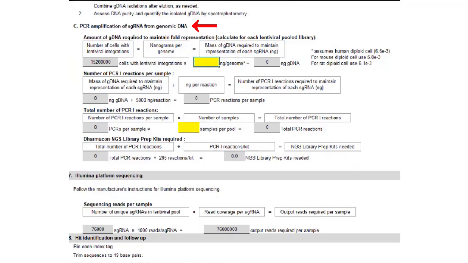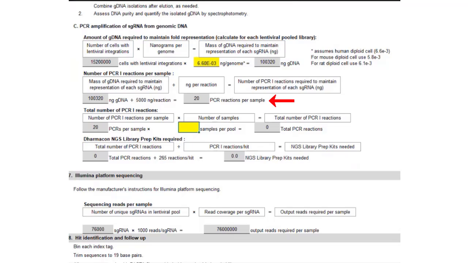In part C, we calculate the amounts of genomic DNA, the amount of PCR reactions, and NGS library prep kits needed for the screen. The tool has the number of cells with lentiviral integrations and multiplies it by the amount of DNA in nanograms expected in a human diploid cell. If you are working with a mouse or rat cell line or a polyploid human cell line, replace this value accordingly. The tool calculates the amount of nanograms of genomic DNA we need to maintain representation of each sgRNA.